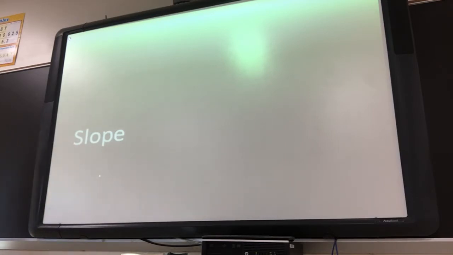So think back to Monday when we talked about finding the slope. Today's going to be a little different. Today we're going to be given the slope of a line and one point that it goes through. And our job is to graph that line. What is it going to look like?